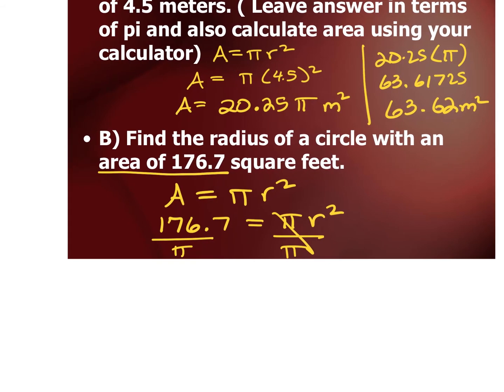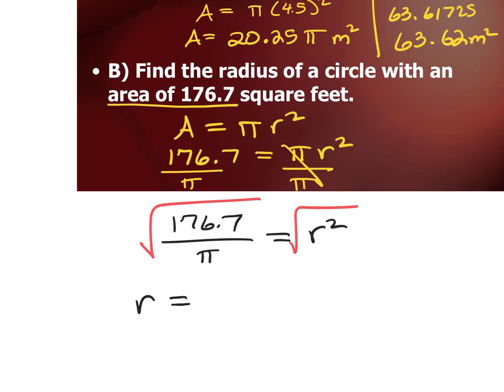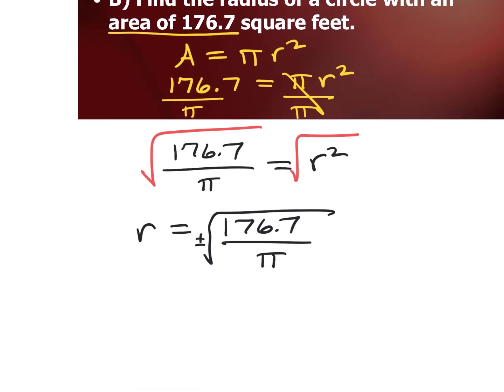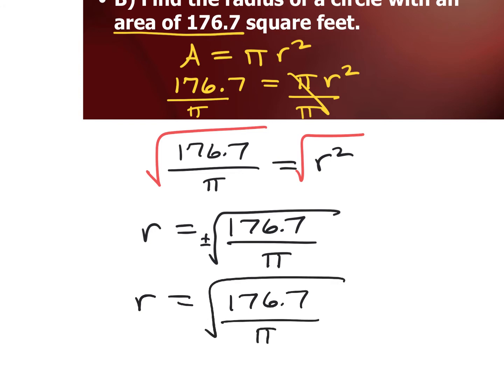Now, and I probably won't give you something like this, where you're going to have to solve for r, because what you need to do now is square root both sides. So left in terms of pi, this is going to be 176.7 over pi, and then you could leave it like that for left in terms of pi. But again, we don't want a negative radius, so I'm only going to keep the positive. So left in terms of pi, that's what it is.